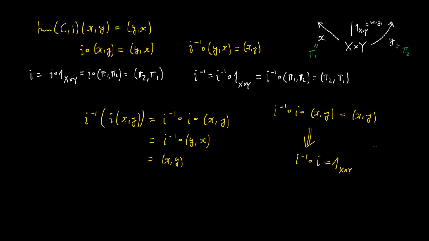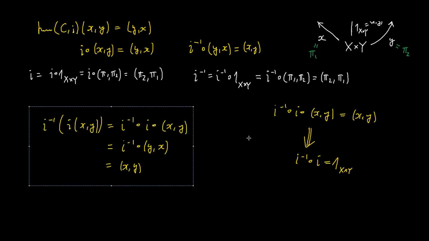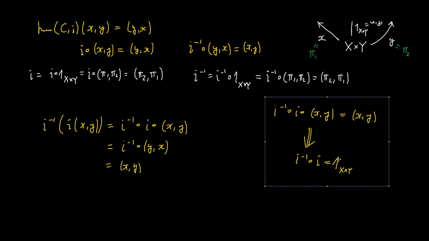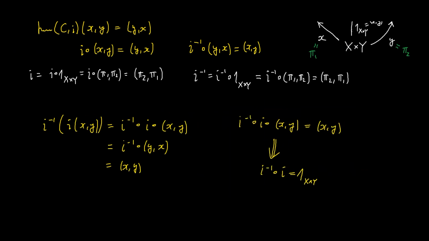Sorry, can you hear me? Yes, yes. Yes, I can. We're taking x comma y as an arrow, is it? Yeah, I'm saying taking x comma y as an arrow. X comma y is an arrow, yes.